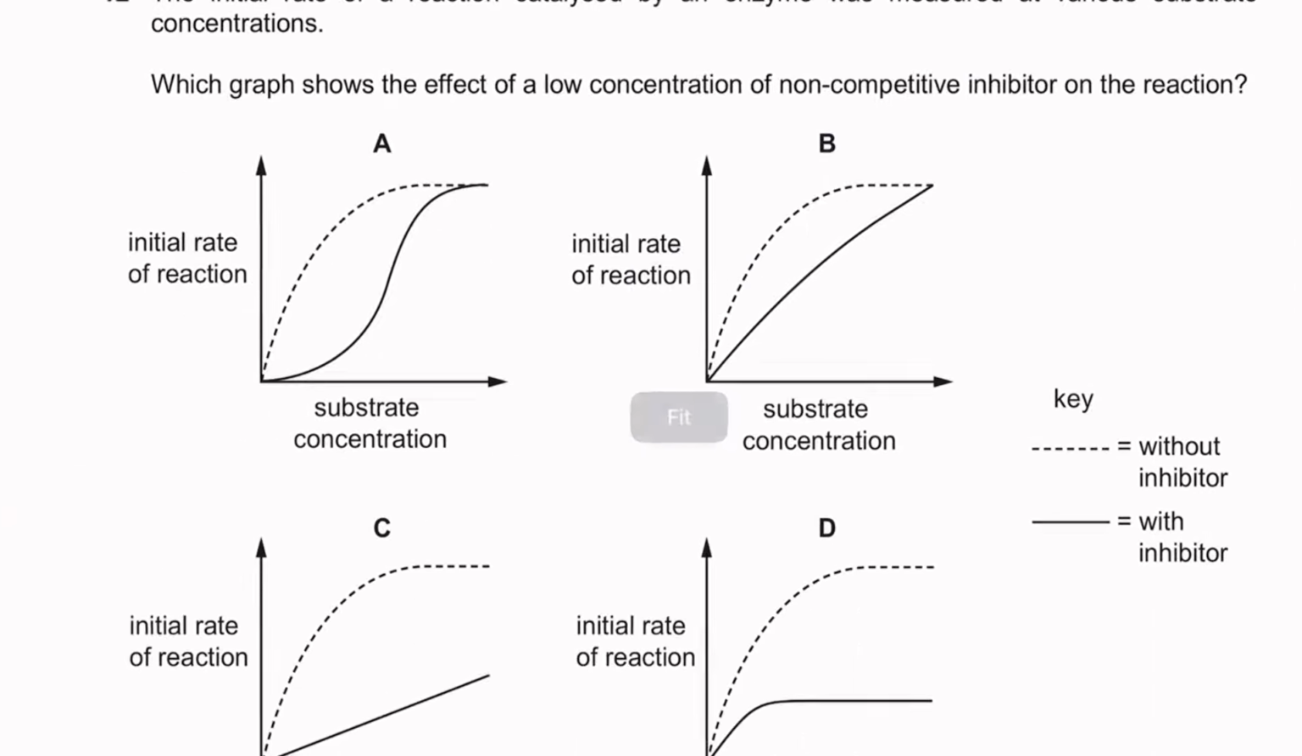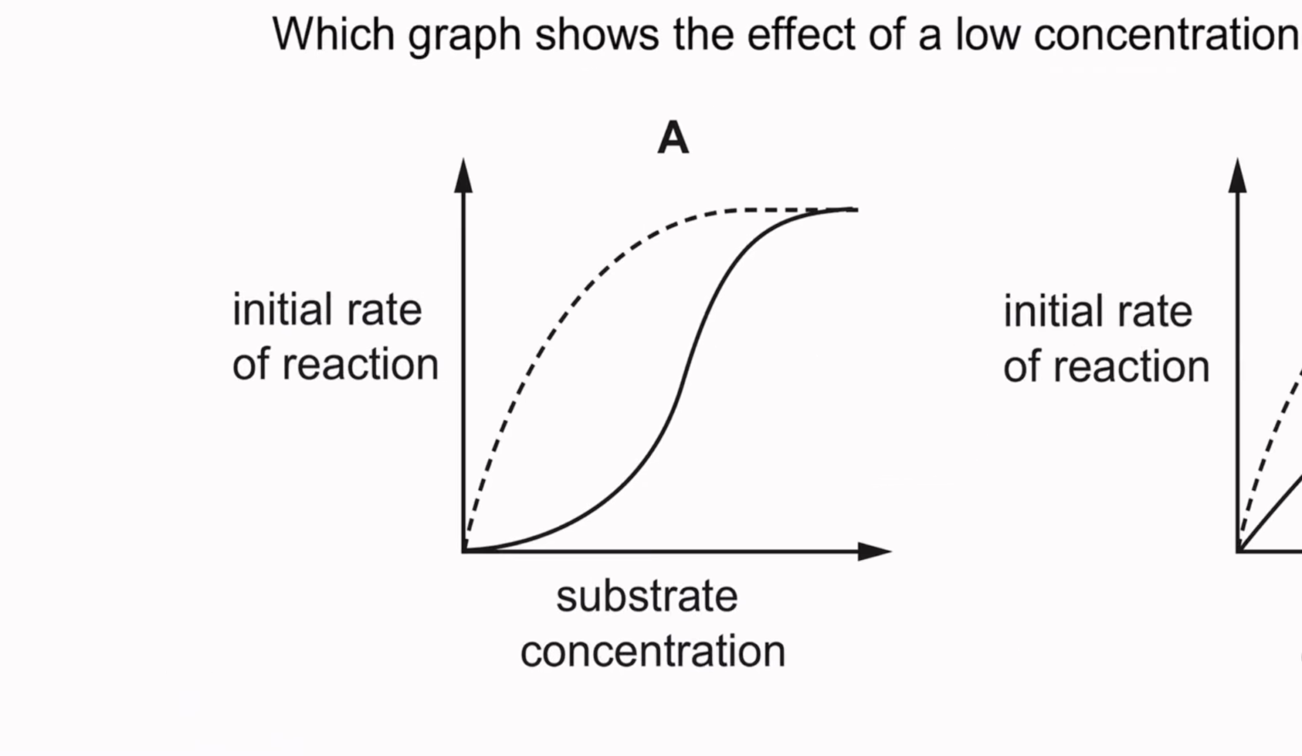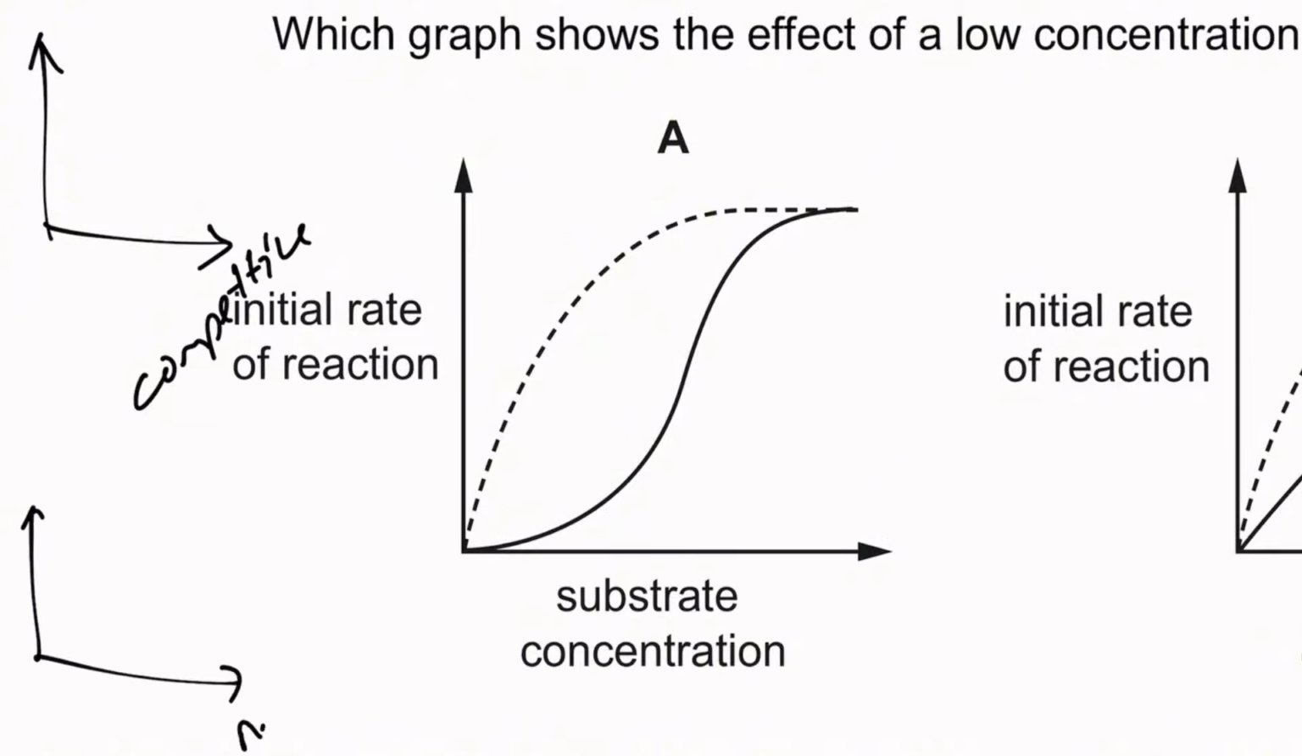The initial rate of reaction catalyzed by an enzyme was measured at various substrate concentrations. Which graph shows the effect of a low concentration of non-competitive inhibitor on the reaction? Okay, non-competitive inhibitor, remember the graphs of results. So we have different graphs. We have the graph in the case of a competitive inhibitor, and the graph in the case it's normal, and the graph in the case of non-competitive inhibitor.